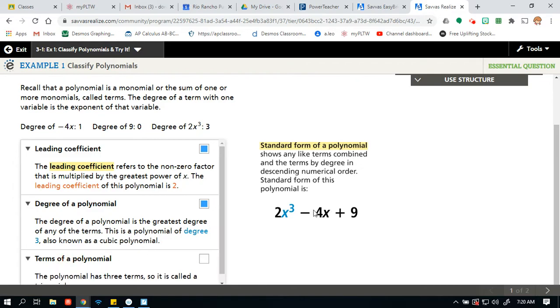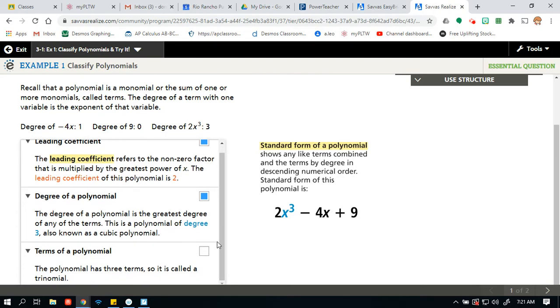So we have linear, which is x to the power of 1, quadratic, which is x to the power of 2, cubic, which is x to the power of 3, quartic, which is x to the power of 4, and quintic, which is x to the power of 5. Basically, after x to the power of 3, we no longer actually call them that. We'll just say x to the power of 4, x to the power of 5, or x degree 4, x degree 5. The polynomial has 3 terms, so it's called a trinomial, 1, 2, and 3.